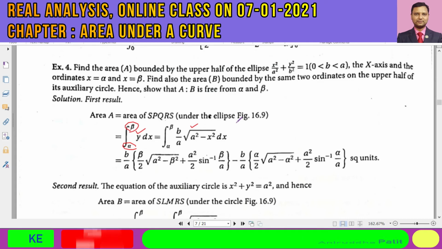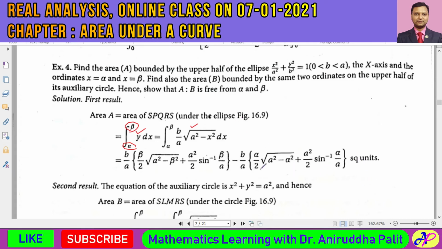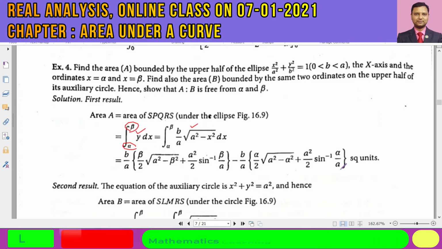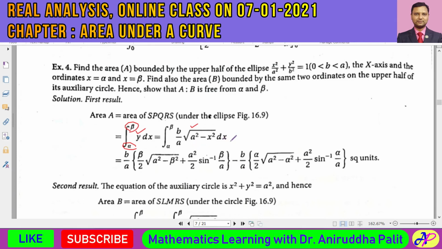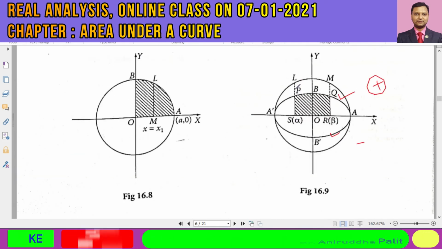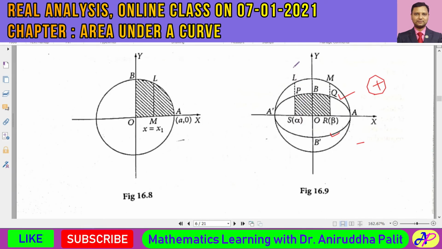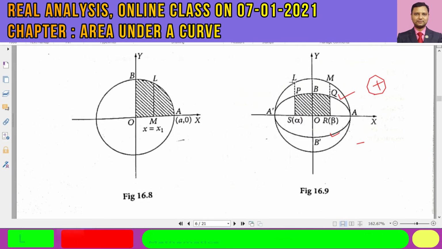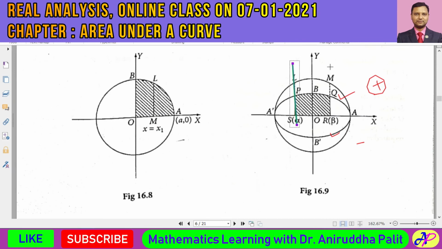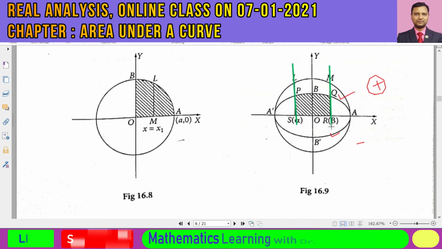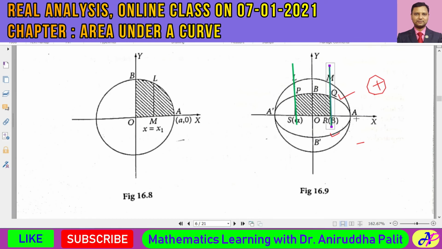After this portion, this is actually the ordinary technique of integration that you performed at class 11 and 12 level. So I am not going into the detail of this integral formula. This would be the area A, the area under the ellipse between, suppose this is the straight line x is equal to alpha, and this is the straight line x is equal to beta. Whatever be the values of alpha and beta, you can choose arbitrarily.